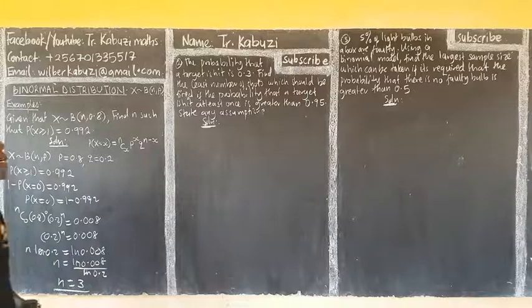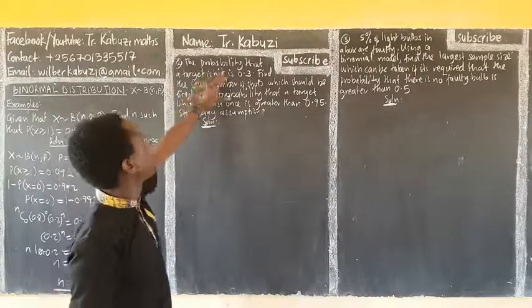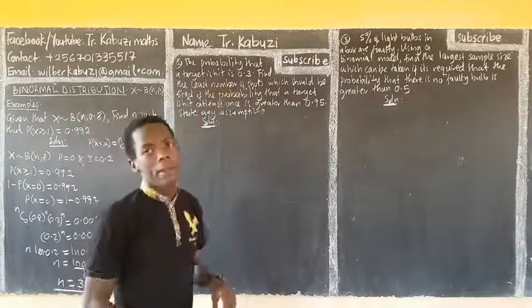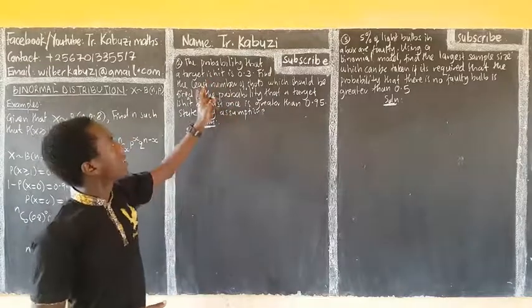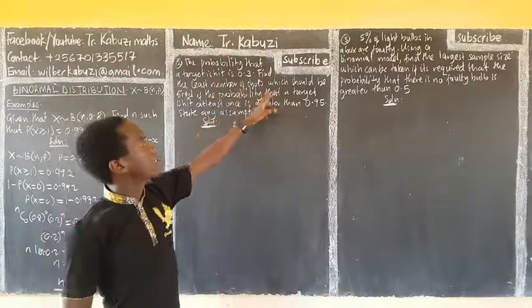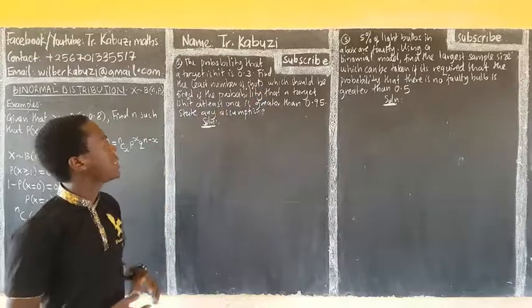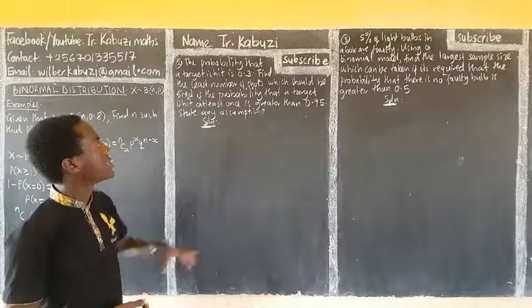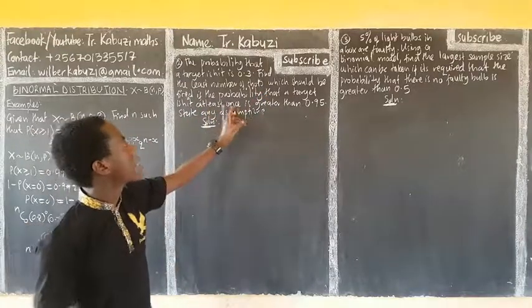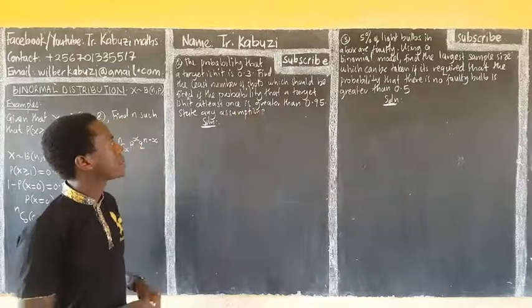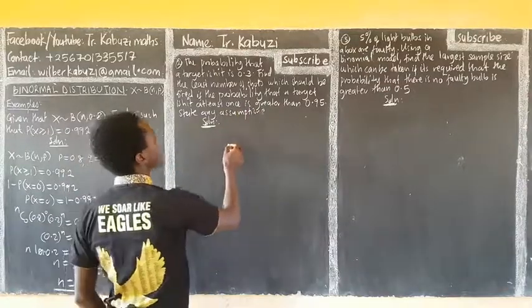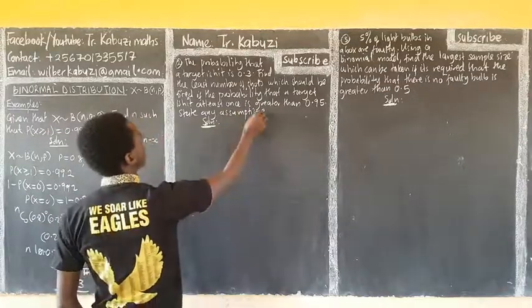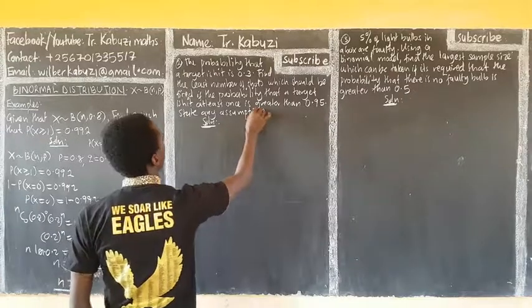That's the answer there. Now here, the probability that a target is hit is 0.3. Find the least number of shots which should be fired if the probability that the target is hit at least once is greater than 0.95. State the assumption or assumptions.